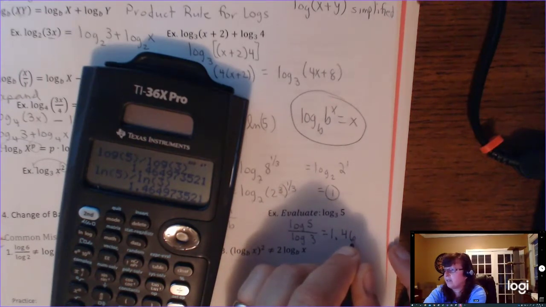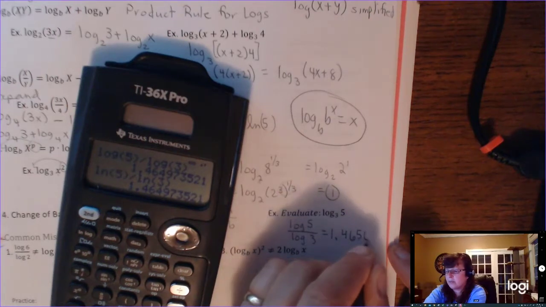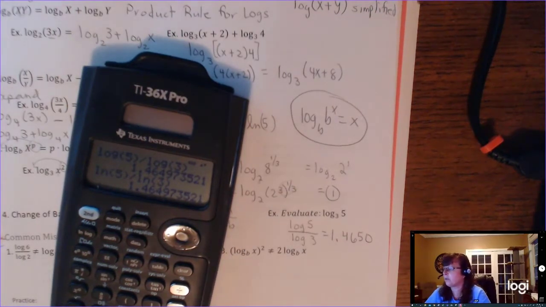1.4649, but the 9 is going to go up to 0, so that's actually going to round to 1.4650.